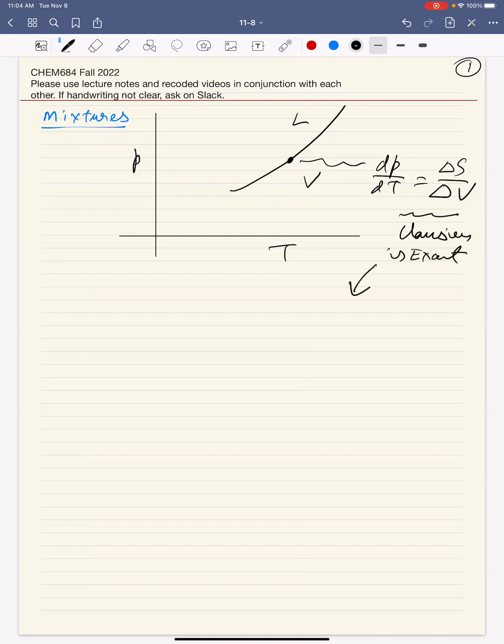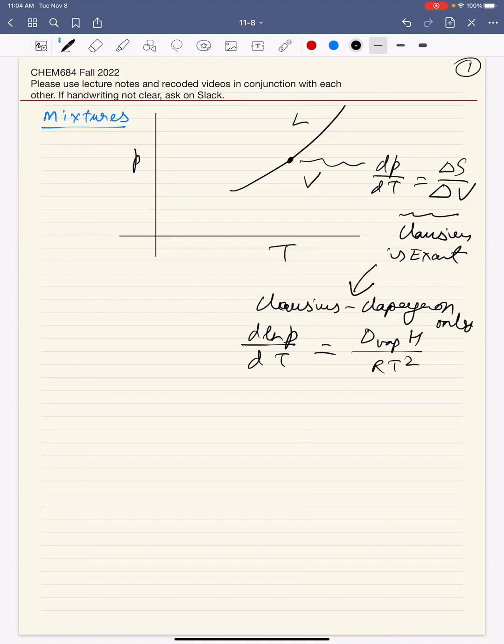Clapeyron is exact. And from this, we did Clausius-Clapeyron, which looked like d ln P by dT is equal to delta vaporization H by RT squared. So we did Clausius-Clapeyron, which is only for ideal gas, and we assumed a few things. And we did it only for liquid going to vapor.